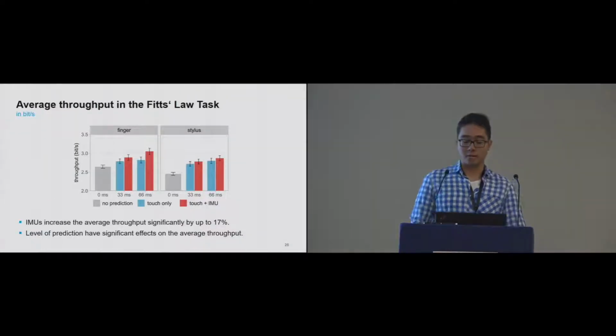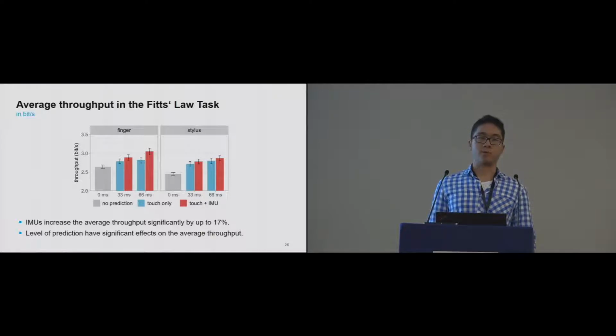So we found that using the IMU significantly increases the average throughput. The throughput with IMU is shown in red, and without is shown in blue. And we also found that the prediction levels have a significant effect on the average throughput. So this means the higher the prediction level, the higher the throughput.